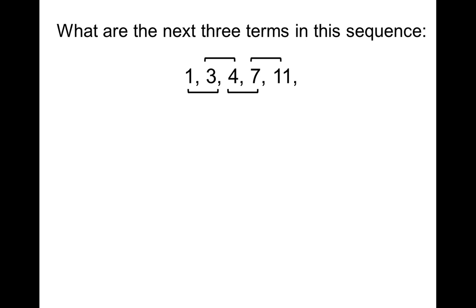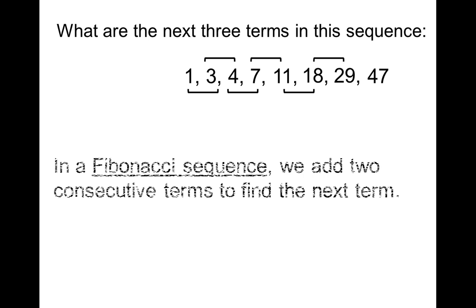If you add 7 plus 11, that's 18. That's the next number in the sequence. If you add 11 and 18, that's 29. Well, do you see what's going on? We're always taking 2 numbers and adding them together to get the next number in the sequence. And if that's what you see happening with your sequence, you have what's called a Fibonacci sequence. In a Fibonacci sequence, you always add 2 consecutive terms to find the next term.